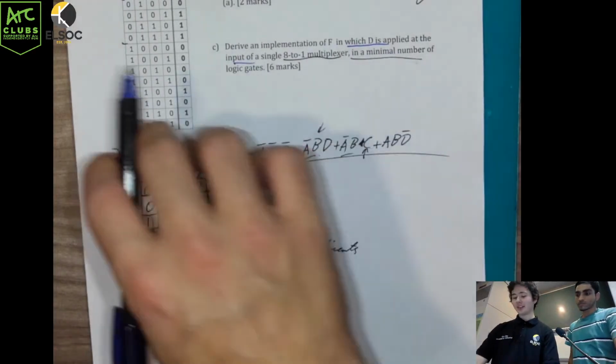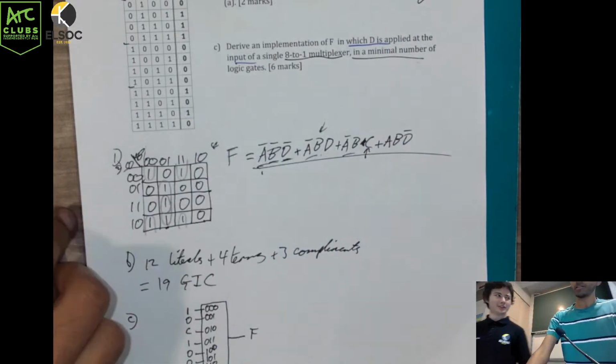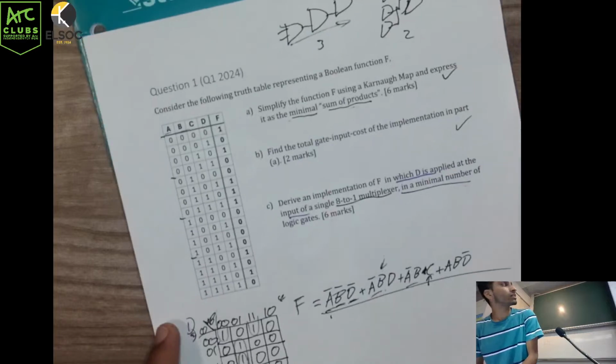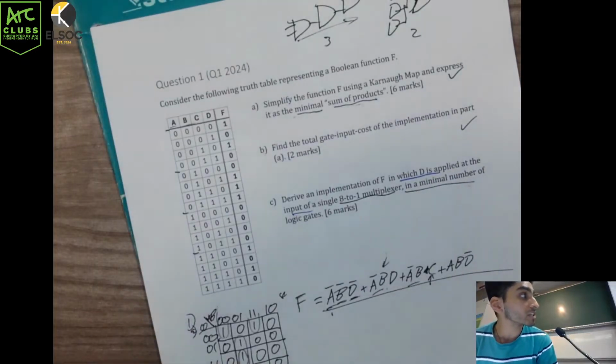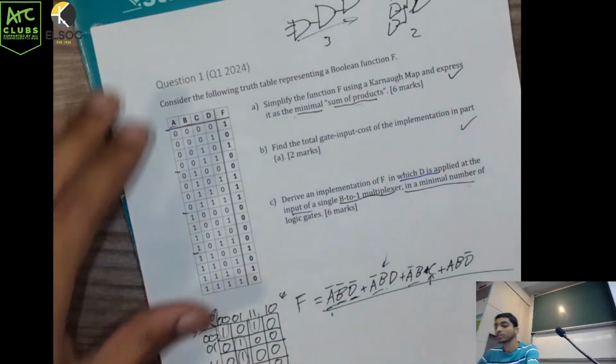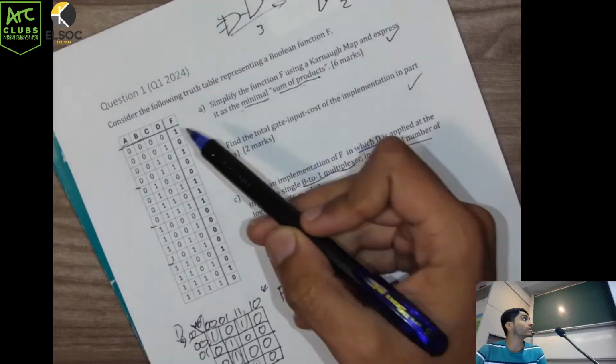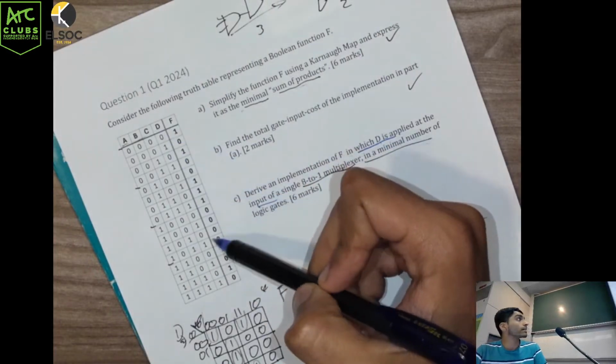So let's go ahead and try and redo this question a little bit. I'll redo it in a different way. You will? In a different way. Let's do this. So another way of doing this is very similar to what he's done with the minterms. However, you can derive it straight from the truth table. Here our constraint is that D is applied at the input. So D is applied at the input.